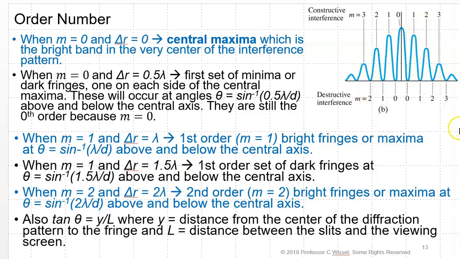So when m equals 0 and delta r equals 0, you have a central maxima. This is the bright band in the very center of the interference pattern. When m equals 0 and delta r is 1/2 wavelength, you end up with the first set of minima. Those are the dark fringes, 0th order dark fringes. And there'll be one on each side of the central maxima, and these occur at angles of the inverse sine of 1/2 lambda over d on either side of the central axis. There's still the 0th order because m equals 0.